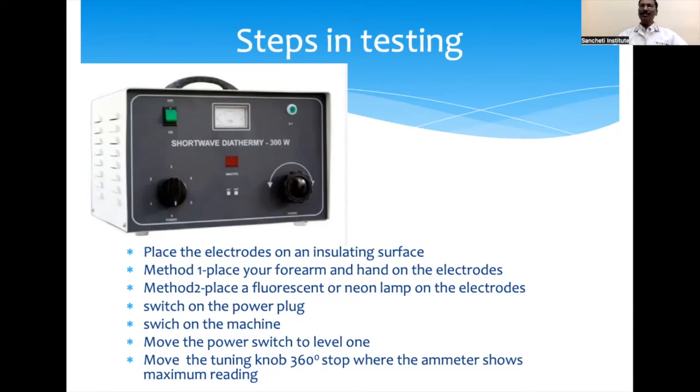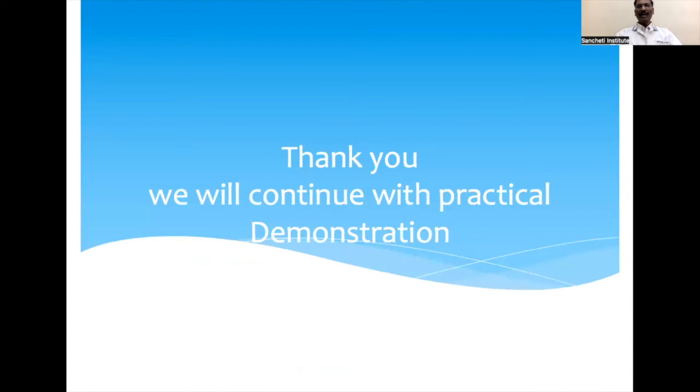Very similarly, there is another method to test, that is by using a fluorescent or a neon lamp. In place of the hand, we place the neon lamp in the center of the electrodes. Similarly, we increase the power to 1, and the ammeter will show you some reading. When you tune, there is a point at which the lamp will glow with maximum brightness. That is the point where we say that the machine is tuned. So these are the steps to be followed in testing the apparatus. Thank you, and now we'll continue with the practical demonstration.